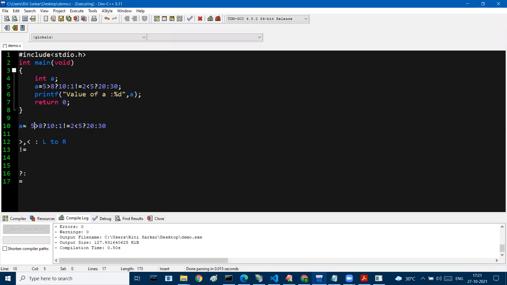Now, if we try to set the expression properly, observe here: how many conditional operators are present? Two conditional operators are present. Two conditional operators means who will come into the picture? Associativity will come into the picture. Associativity means, in the absence of brackets, how the expression will be bracketized. Now, the associativity of the conditional operator is from right to left.